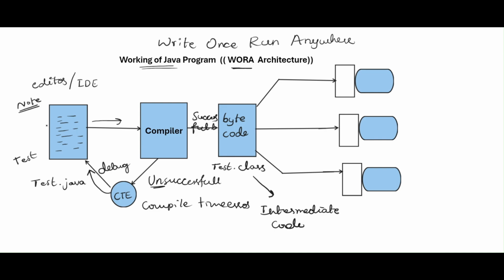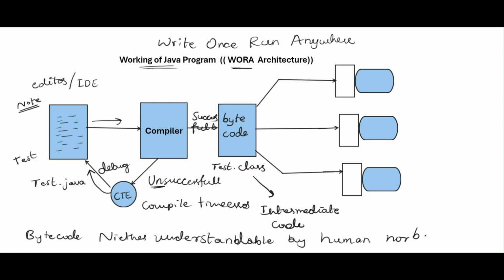So intermediate code is nothing but that which is neither understandable by human nor understandable by system. So intermediate code is bytecode, right? So bytecode is neither understandable by human nor by system. So both the system and human cannot understand this bytecode. But what is the speciality of this bytecode? This bytecode can be run on any operating system. That's why Java is platform independent.